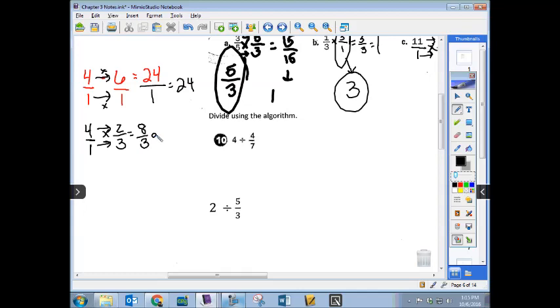Of course, we always want to give our answer in both improper and mixed number form. So I'm going to do 8 divided by 3. 3 goes into 8 2 whole times. Multiply around. Get a remainder of 2. Therefore, I know that this is going to be 2 2/3. That is the answer to 4 times 2/3. So that's the review part of this.